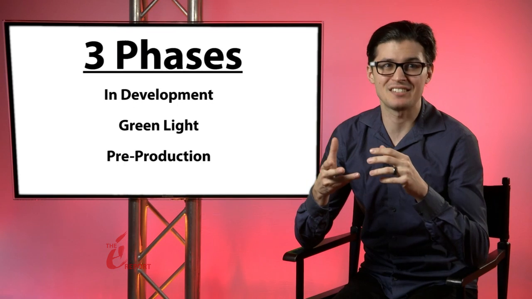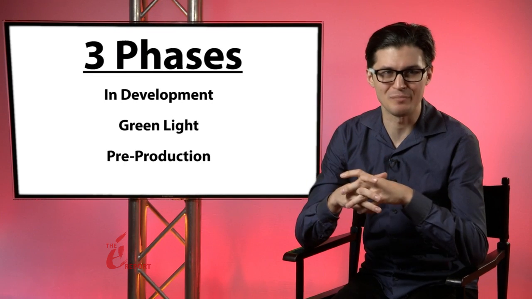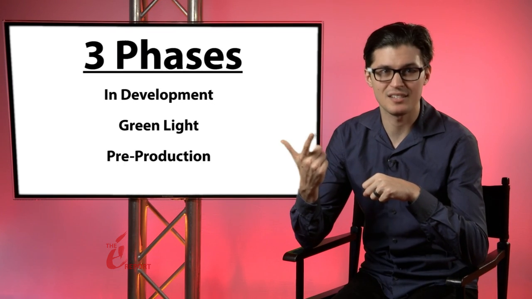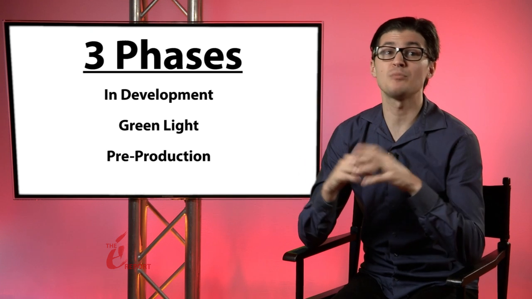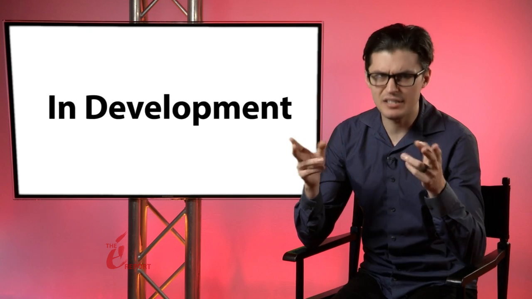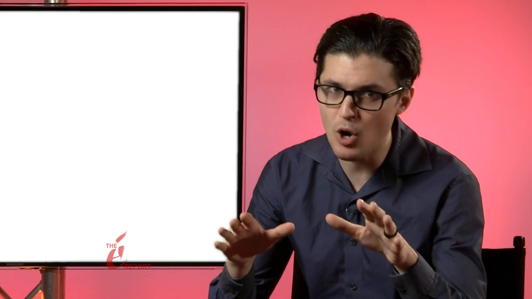There are 3 phases in making a marketable film: in development, green light, and pre-production. Today, we'll be focusing only on the in development phase. Now remember, this is only a brief overview.